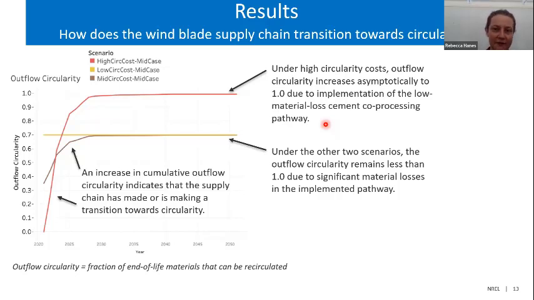Now, the different levels of outflow circularity that we're seeing are due to the different pathways being implemented. So the cement co-processing pathway, we couldn't find any information that indicated there were significant material losses in that pathway. So we're assuming no material losses. However, as I mentioned earlier, the mechanical recycling pathway does involve material losses. So while we're seeing circular pathways implemented in all three scenarios, we're not seeing the same level of outflow circularity.